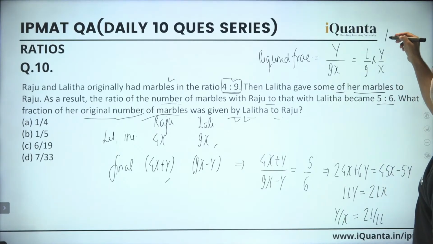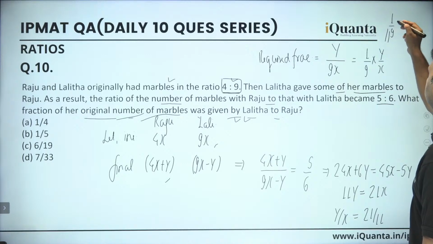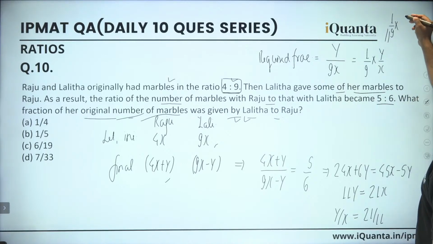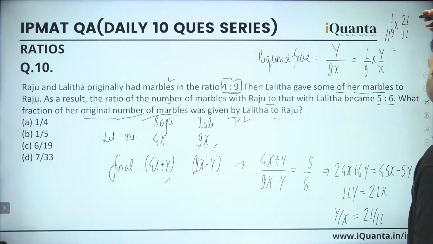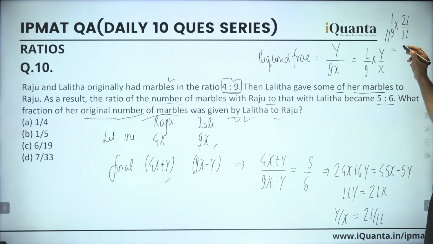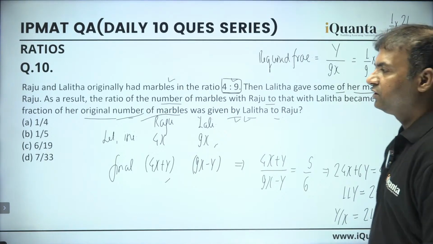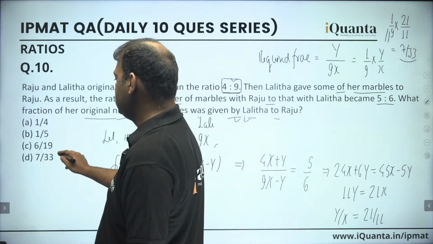So how much should we get? 1 upon 9 into y upon x, which is how much? 21 upon 11, right? So this should be how much? We can simplify this by 3. So this must be 7 upon 3 into 11, which is 33. So the answer should be 7 upon 33, which is option number D in the options.